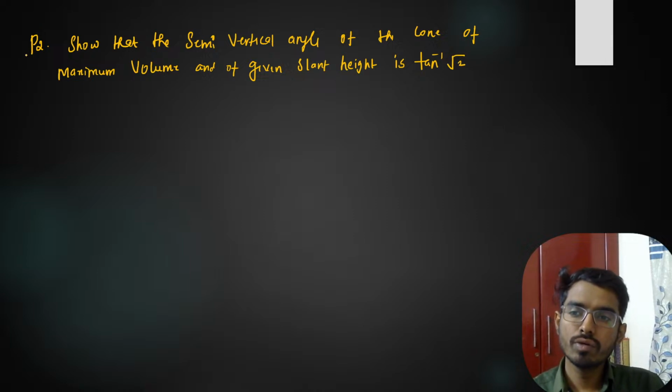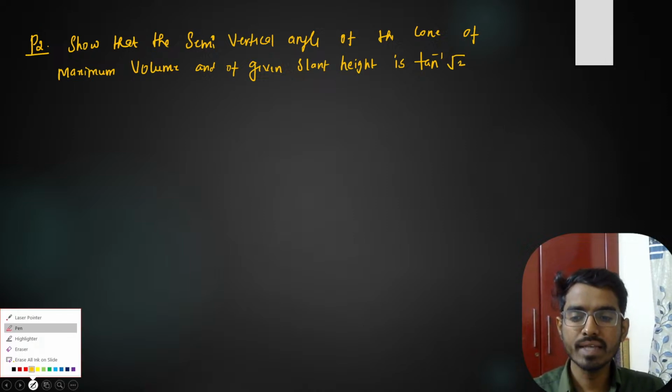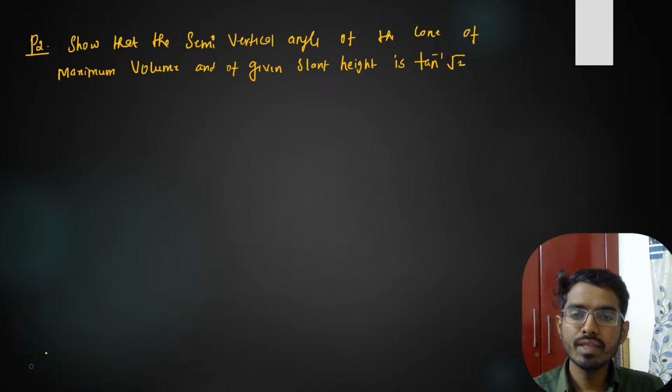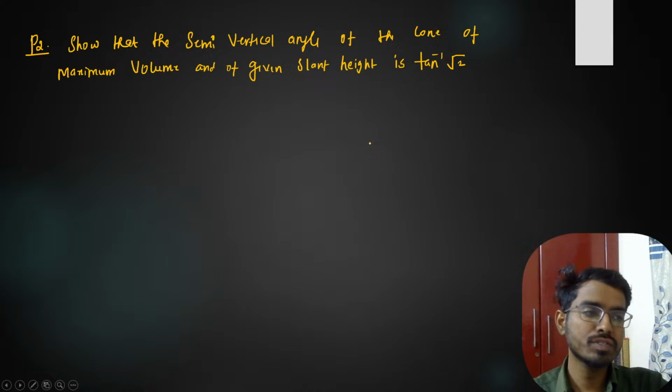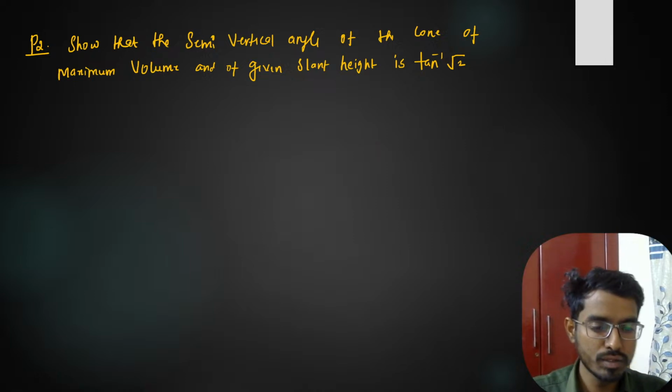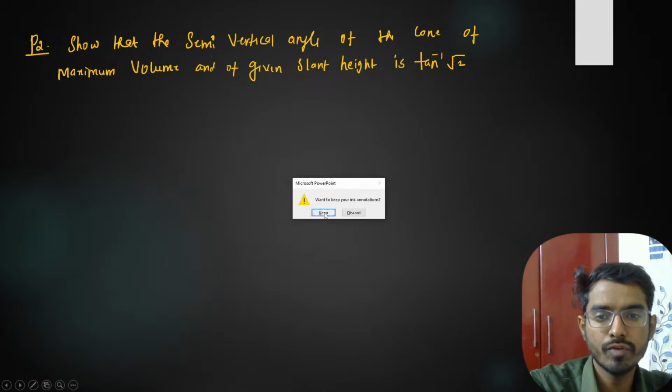So what we need to do is the cone will have a maximum value with a given slant height L when the semi-vertical angle is tan inverse of root 2, right? That's what this second problem is. So we'll prove this problem now.